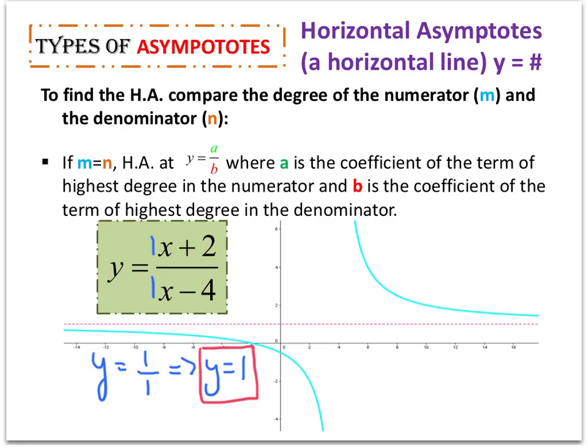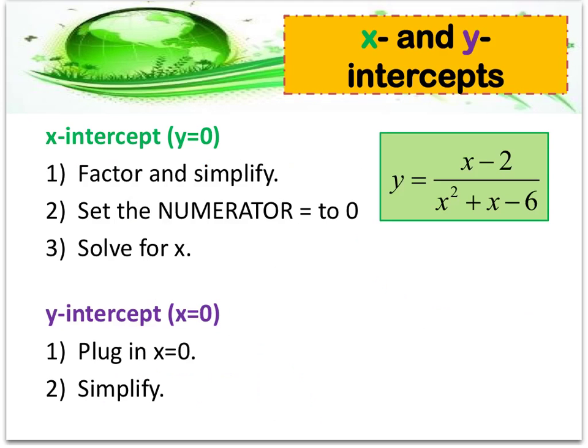So when the degree of the numerator and the degree of the denominator are the same, you look at the coefficient of the term that has that highest degree, and that will be our horizontal asymptote. Finding the x-intercepts and y-intercepts will help us graph these functions later on, so it's going to be a key piece of information we want to find.